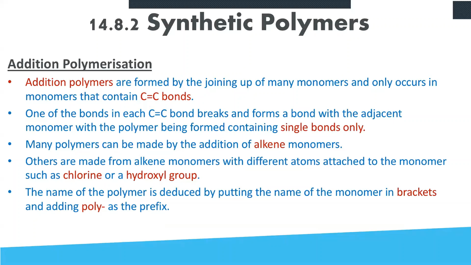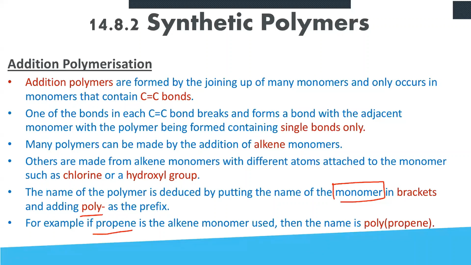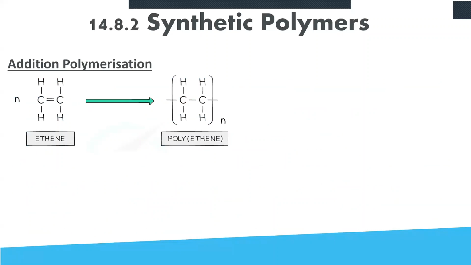So as mentioned, when you name the polymer, we add poly and we mention the monomer inside the bracket. We mention poly in front of the bracket. So the prefix will be poly, and inside the bracket, the monomer name. For example, if propene is used as a monomer, then the name will be polypropene. So this is an example.